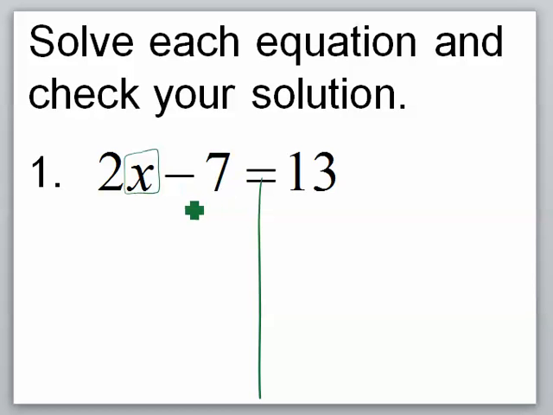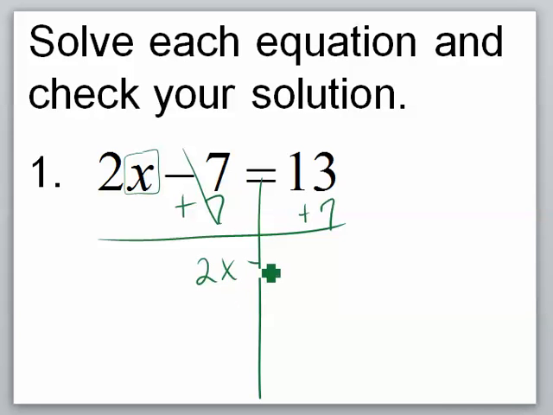So the opposite of a negative 7 is a positive 7. Remember, what we're trying to do is create that 0. So we get 2x equals 20. And then we'll finish this off by dividing by 2 on both sides, because that will give me my x equals 20 divided by 2, which is 10.